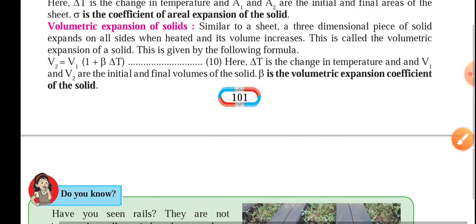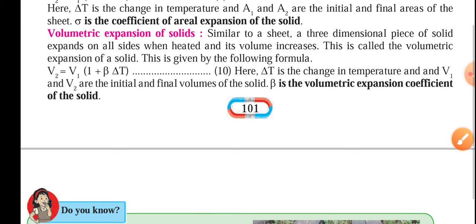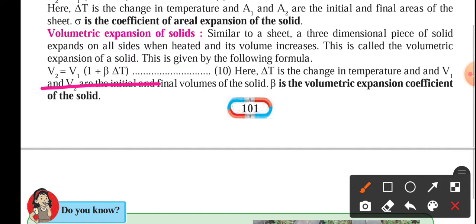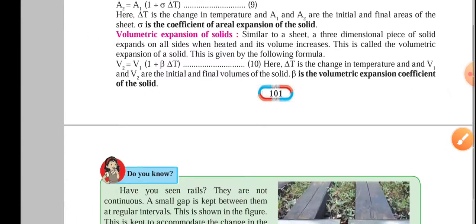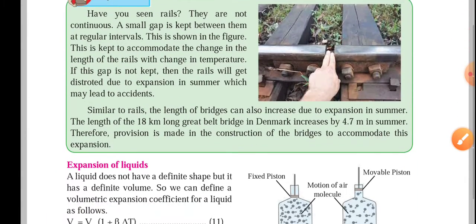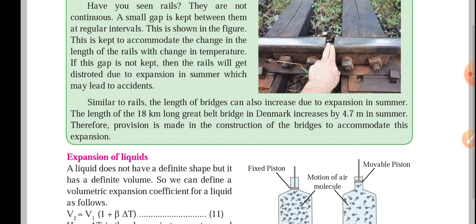Next one is the volumetric expansion of solids. Here also, in the same way, the volume of the solid is increasing, and the formula is on a similar basis, that is V2 is equal to V1 into (1 plus beta into delta T), and beta of course is the volumetric expansion coefficient of the solid. So this is about the expansions in the solid.